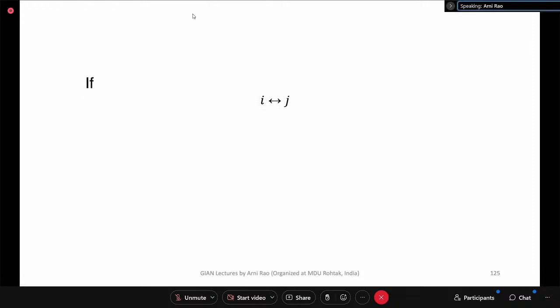So if I to j and j to k, I and j are communicating with each other with a double arrow, and j to k communicate with each other, then you say I and k also communicate. If I is communicating with j, and j is communicating with k, then I is communicating with k. Associative law. And then we define closed set.